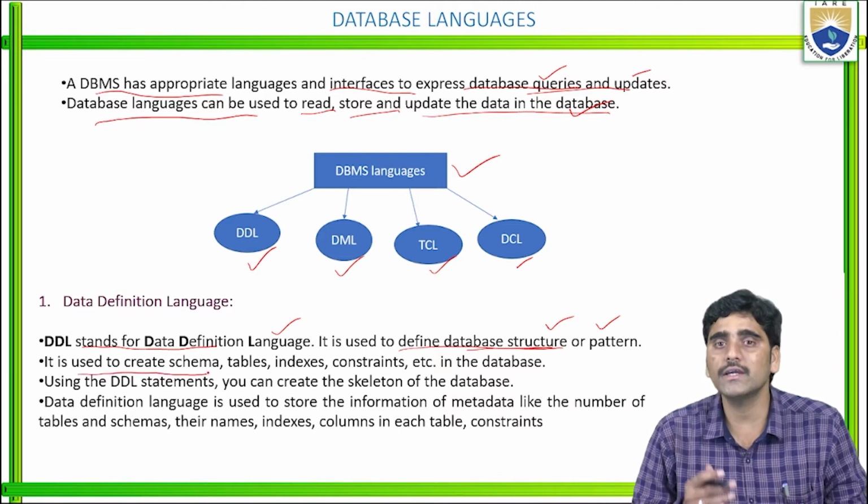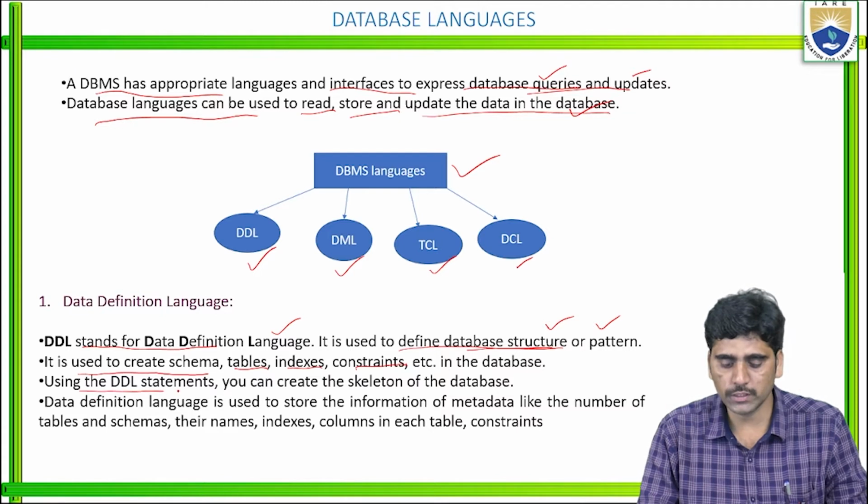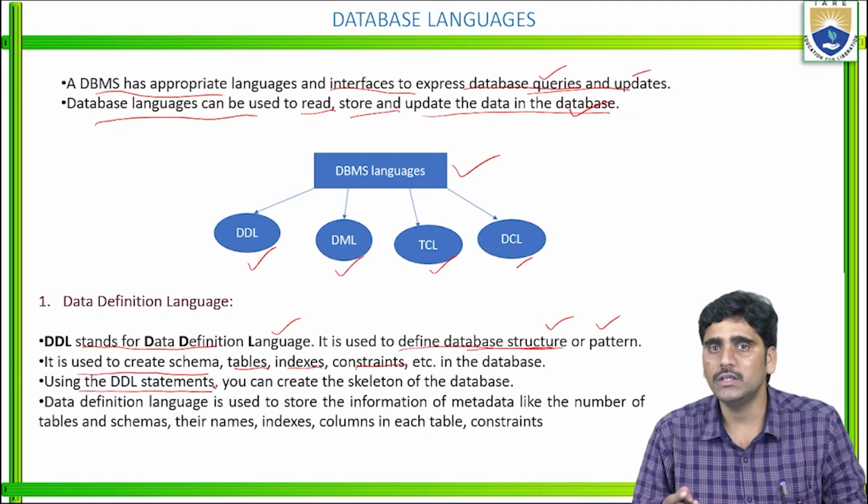So with this language, we define the structure or pattern of the database, and it is used to create a schema. A schema is nothing but a blueprint or a plan, you can say, for tables, instances, indexes, and constraints in the database. We can create all these by using this language. If you want to create a table, you use this language. If you want to create constraints, you use this language. With the help of this, you do the creation of tables, indexes, constraints, and everything, right? So using DDL statements, you can create the skeleton of the database.